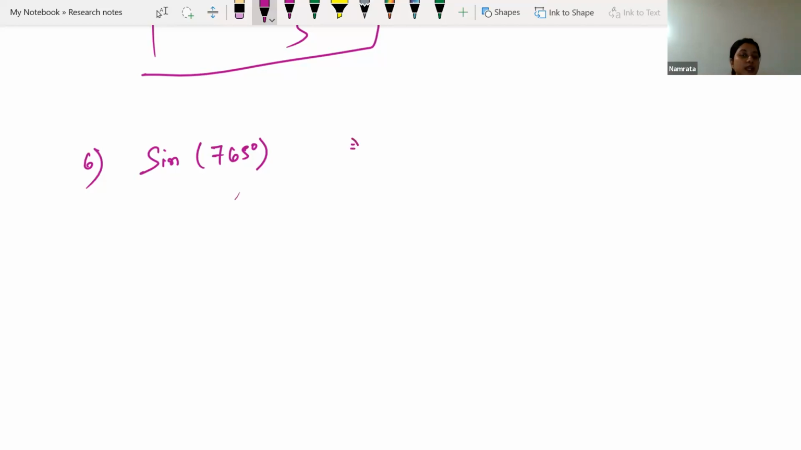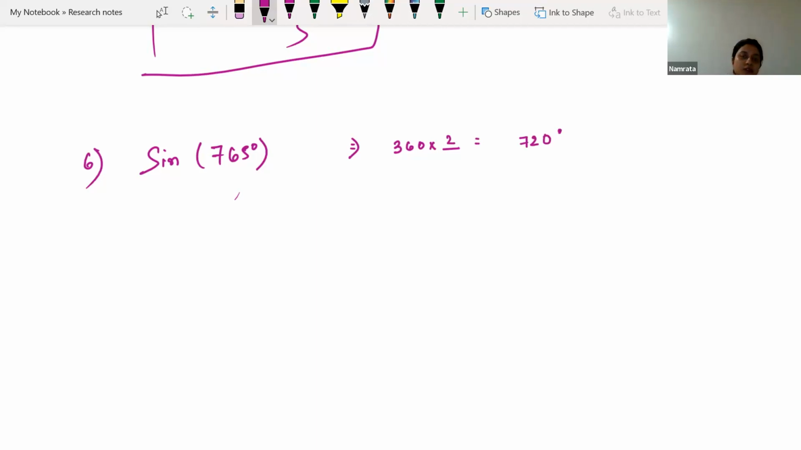765, we will try to break it. First, we will try to break it in terms of 360 into something, something which is closer to 765. So if I do 360 into 2, let's see what we get. 720 degrees, right? If I multiply 360 degrees with 2, I get 720 degrees.